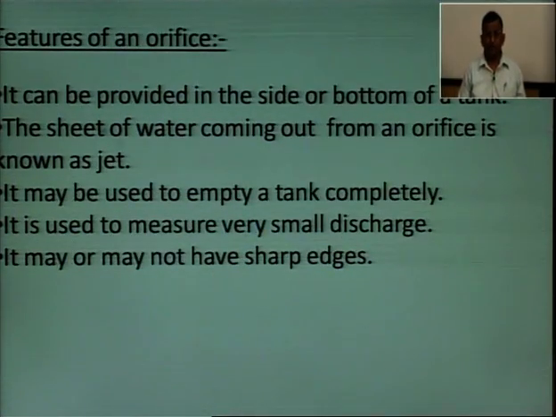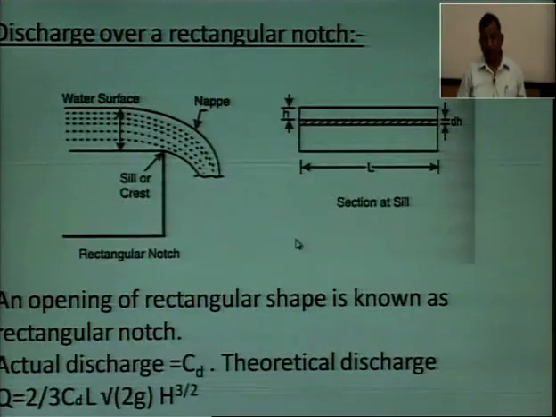Features of an orifice. An orifice can be provided in the side or at the bottom. The sheet of water coming from an orifice is known as a jet, used to empty a tank completely, used to measure very small discharges. It may or may not have sharp edges.